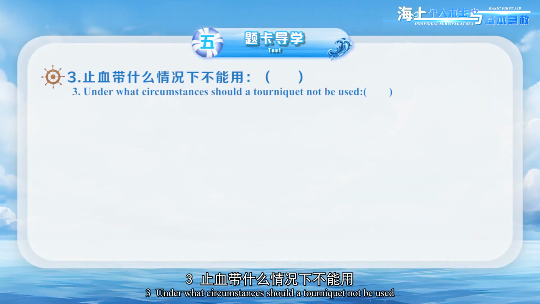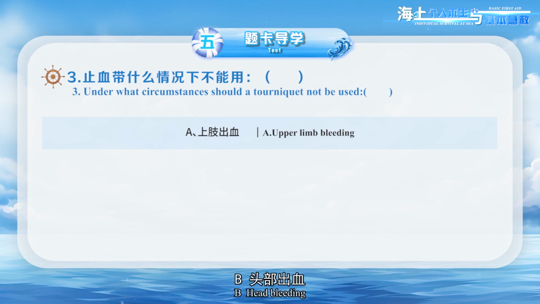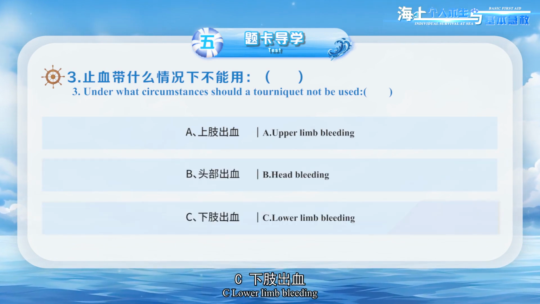3. Under what circumstances should a tourniquet not be used? A. Upper limb bleeding. B. Head bleeding. C. Lower limb bleeding.